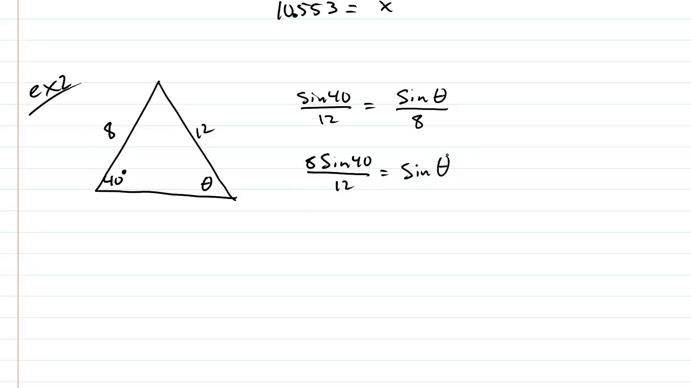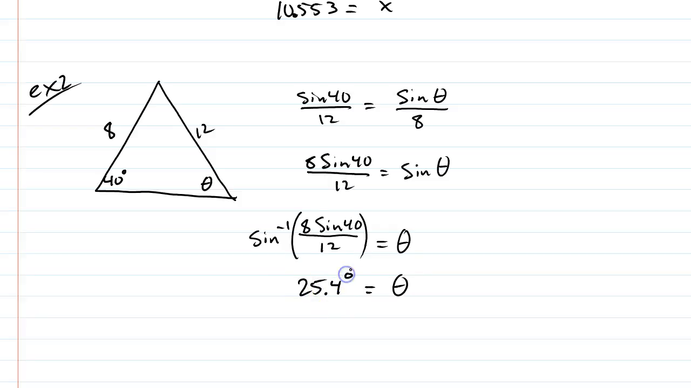You have to do something different here. You have to actually do sine inverse to get theta alone. So in your calculator, you have to do 8 sine 40 all over 12 and then sine inverse it. Or you might be able to just plug it all in at once. When we do this, we get about 25.4 degrees.